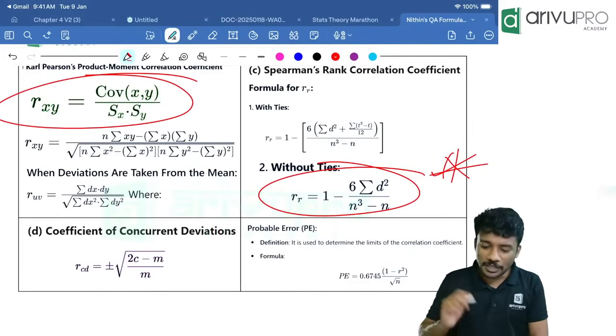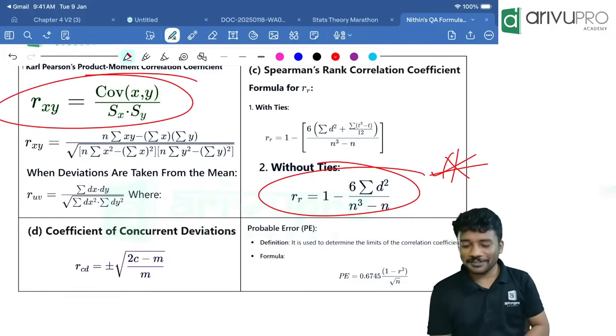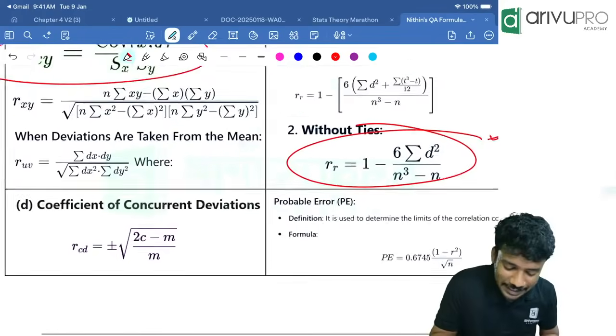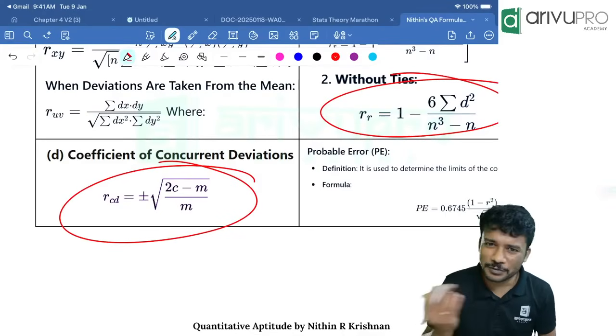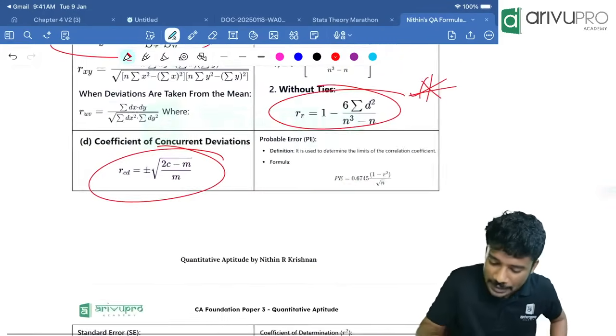There can be a question. So 1 minus 6 sigma d square divided by n cube minus n. Then the coefficient of concurrent deviation is plus or minus root of (2c minus m) divided by m.